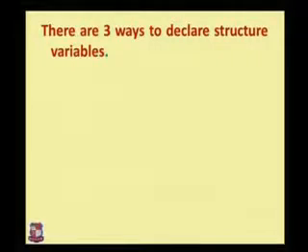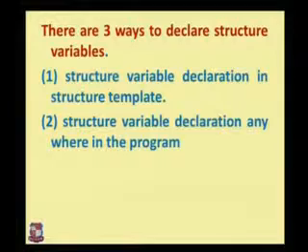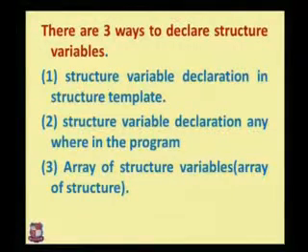There are three ways to declare structure variables. First is structure variable declaration in the structure template. We can declare the structure variable in the definition, or the representation of the template. Then the structure variable declaration anywhere in the program. We can also declare the structure variables in the program. These two points represent only one, two or three variables, but when we talk about more than one variable, or an array of variables, we can define an array of structure variables in the template as well as in the program itself.